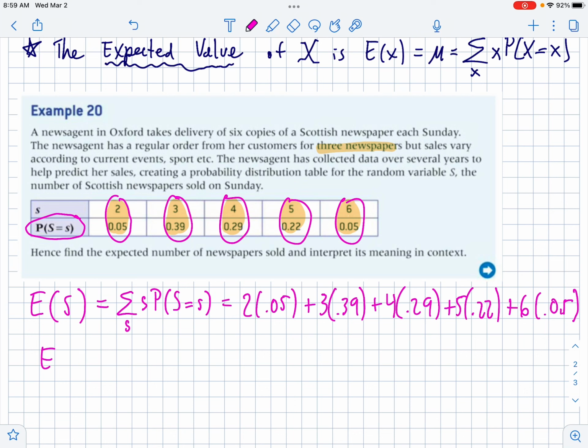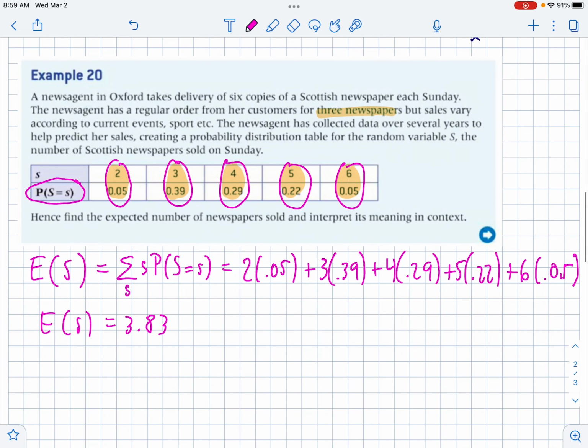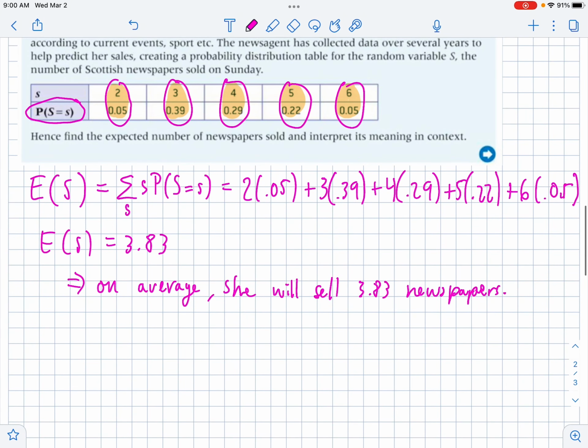If you crunch that all out, that means the expected value of S is 3.83. So what this means is that on average, she will sell 3.83 newspapers. It's not possible to sell 3.83 newspapers. That's just the average if she were to sell newspapers from now until the end of time. Given those probabilities, she would usually sell about 3.83 newspapers.